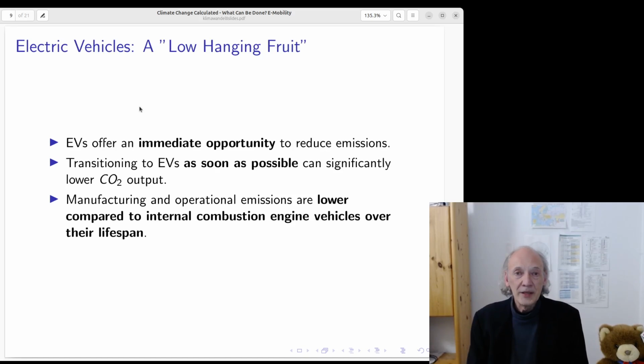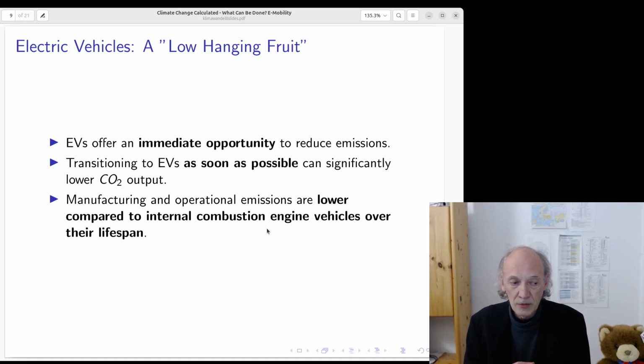Electric vehicles are a kind of low-hanging fruit because they're already there. EVs offer an immediate opportunity to reduce emissions. The transition to EVs should be as soon as possible to significantly lower the CO2 output. The manufacturing and operation emissions are lower compared to internal combustion engine vehicles over their lifespans. You can compute that it's actually a lot lower, and it's also paying financially.